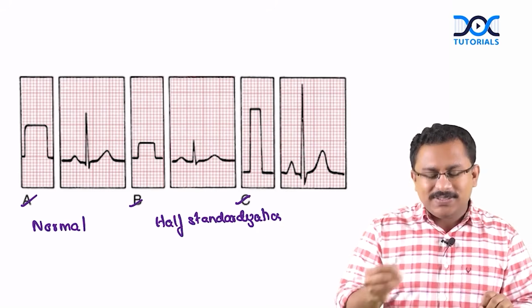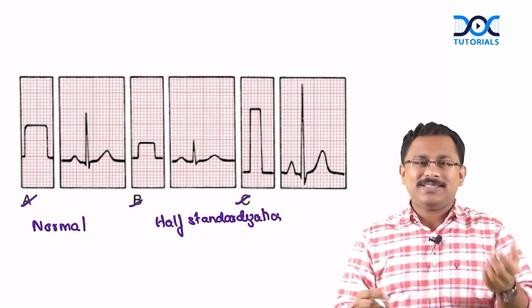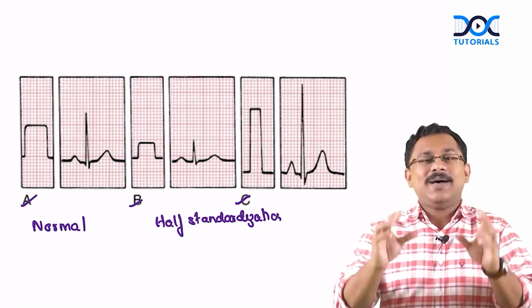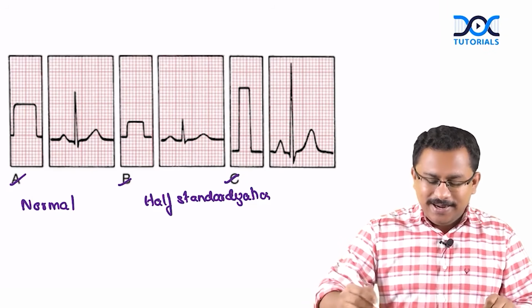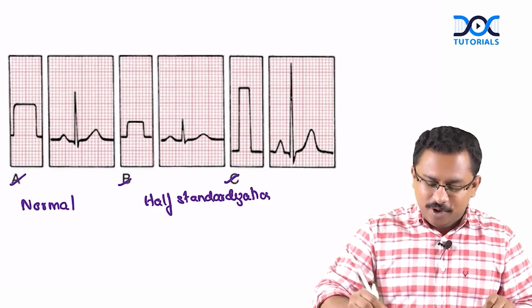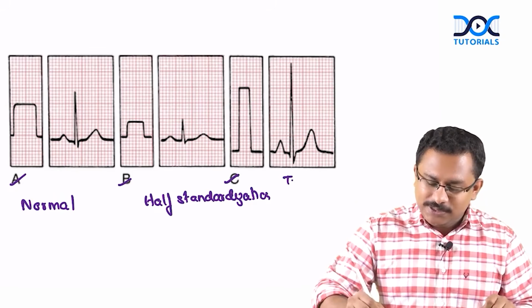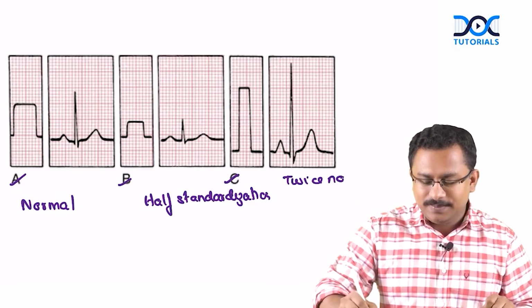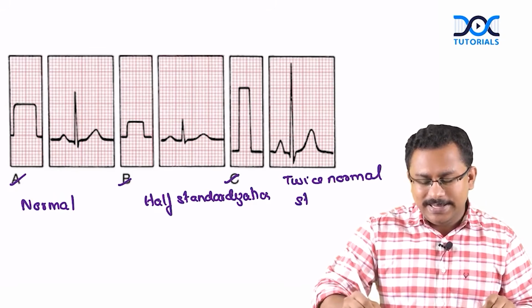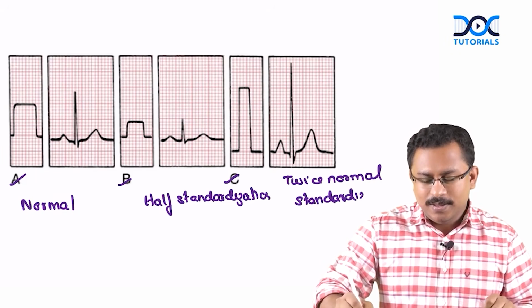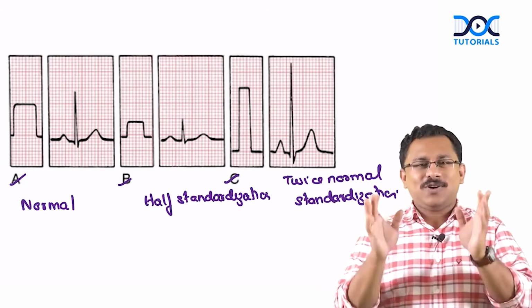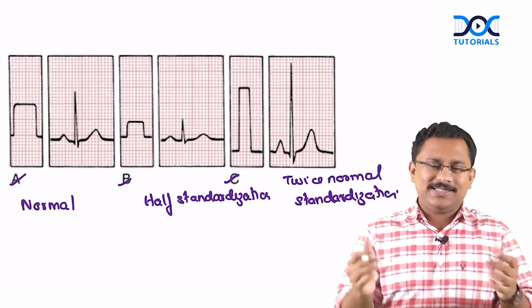So when you have a half standardization, look at the amplitude of the signals. You can see it is a miniature form. And similarly, the third example is that of twice normal standardization, where you can see the complexes are again very large.